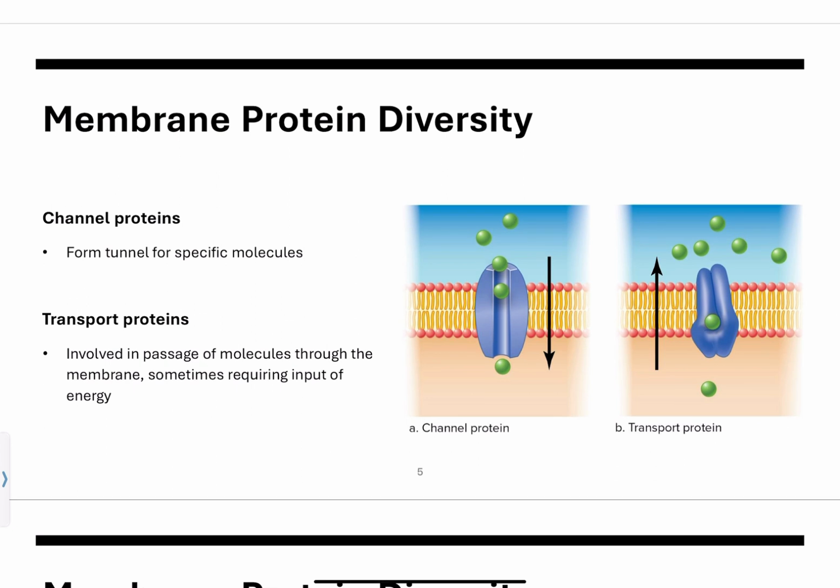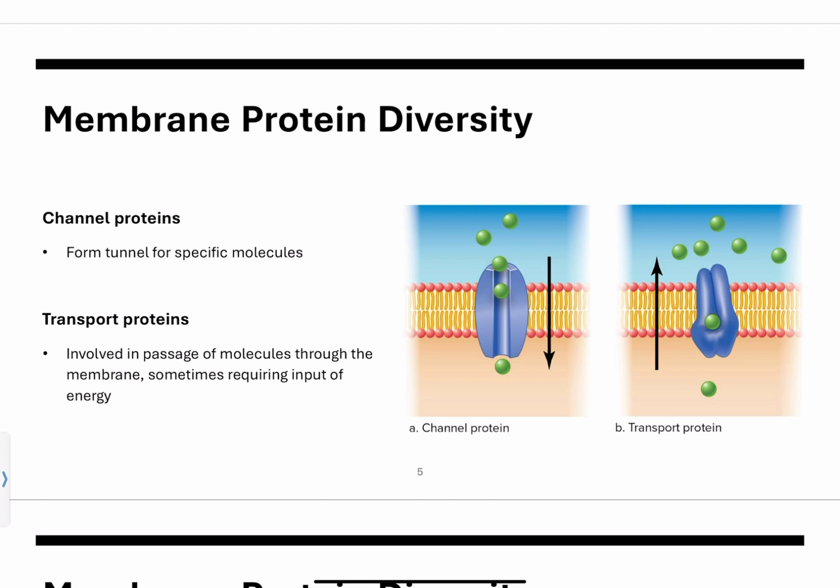So let's talk more about the membrane proteins. Each type has a different job. So we have channel proteins. These are like tunnels. They let specific molecules pass through them, kind of like potassium or chloride ions. Without them, your nerve cells couldn't fire and your heartbeat wouldn't be able to be regulated.